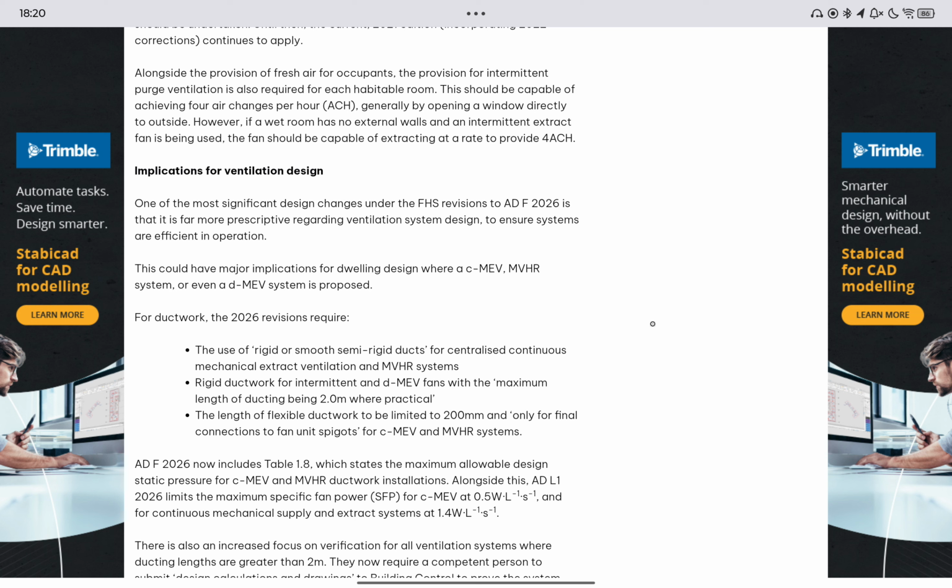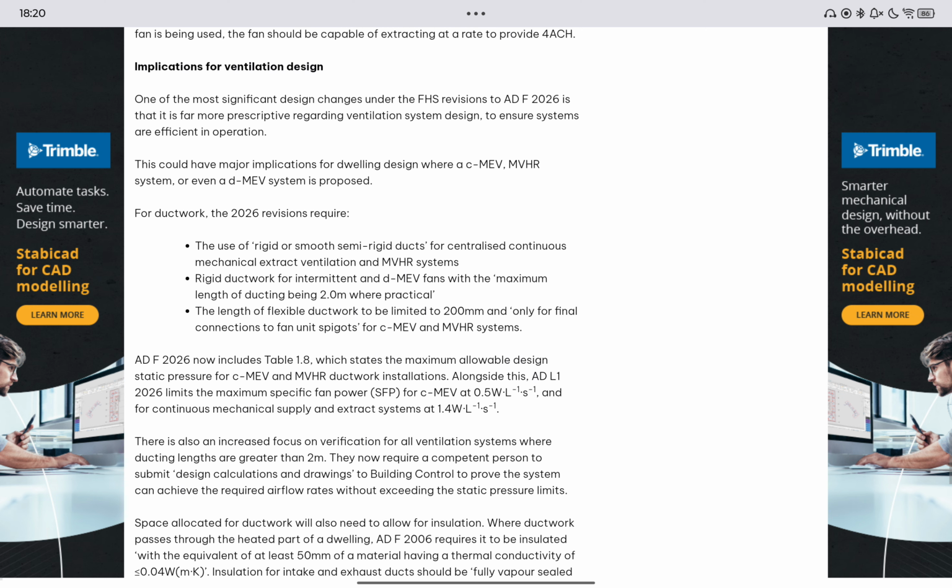Implications for ventilation design. One of the most significant design changes under the FHS revisions to ADF 26 is that it is far more prescriptive regarding ventilation system design to ensure systems are efficient in operation. This could have major implications for dwelling design where a CMEV, MVHR system or even a DMEV system is proposed.